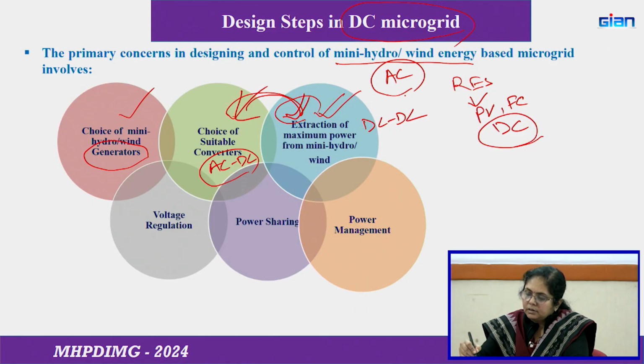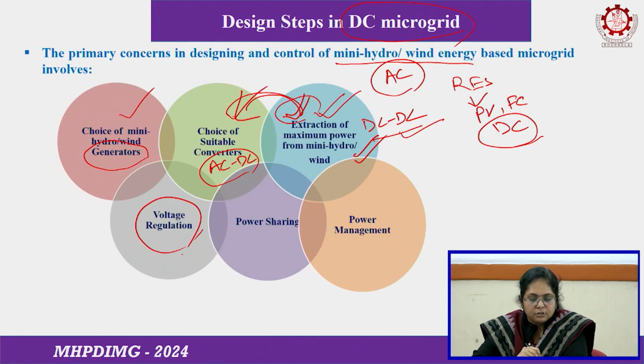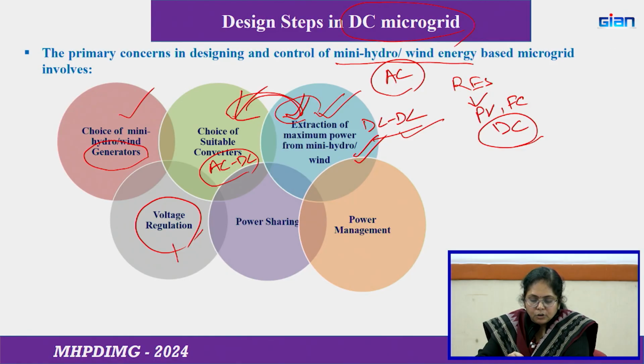How to do MPP is not this course's content. But after doing this part, you have to maintain the output voltage constant. That is the DC bus voltage regulation. That is done in the lower level of control.